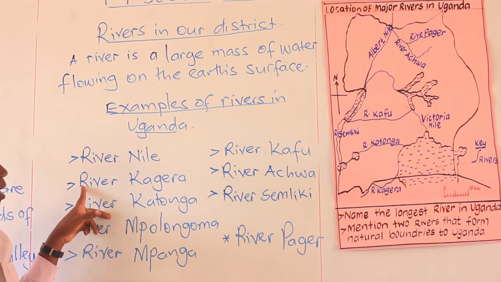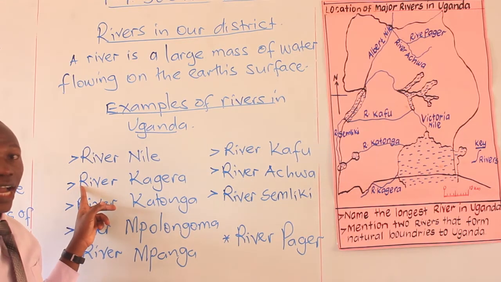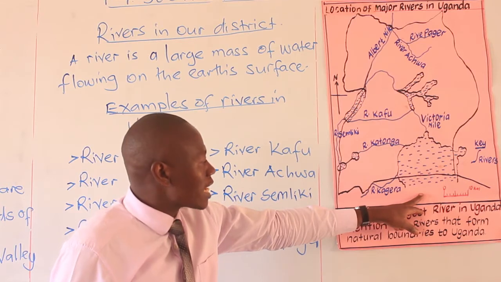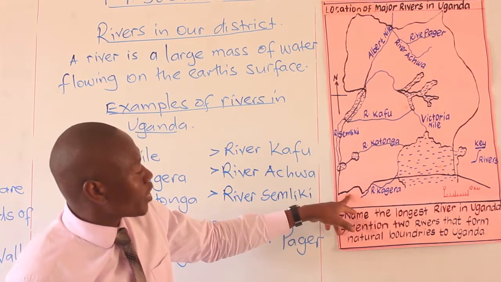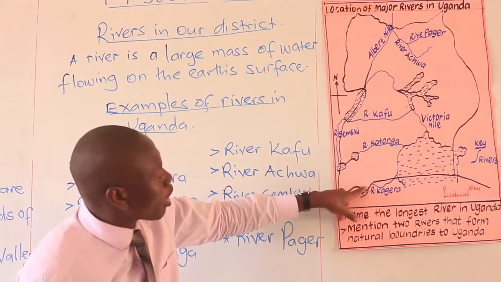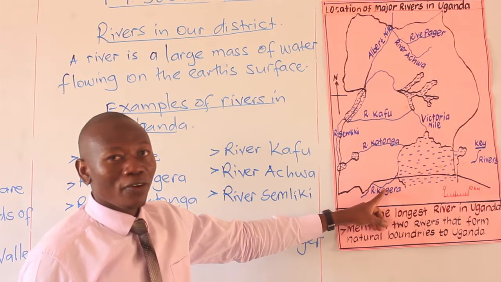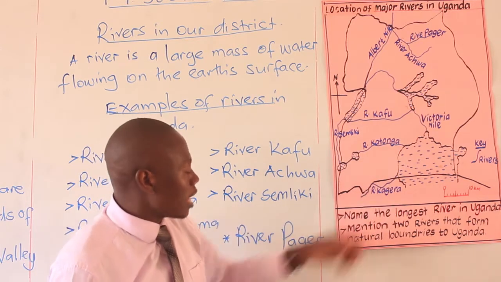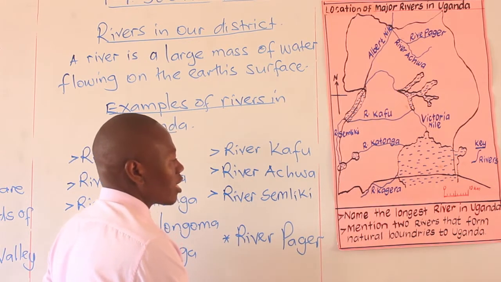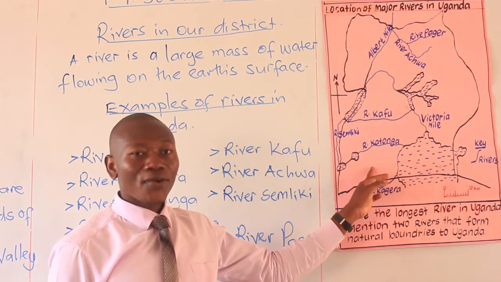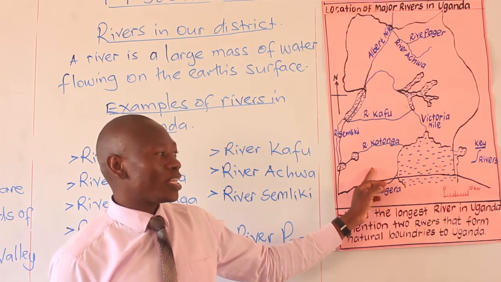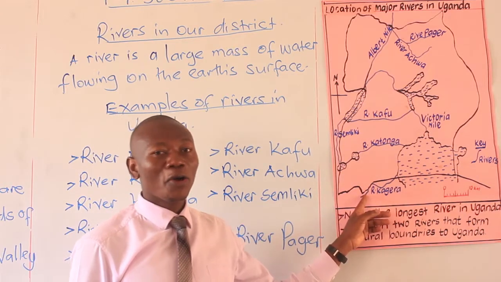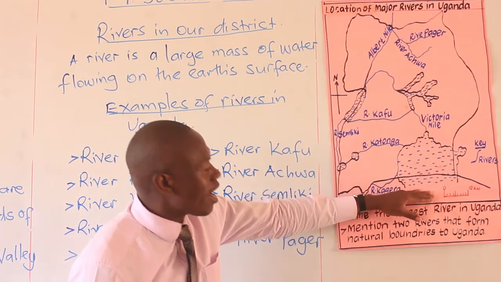Let's talk about River Kagera. Where can we locate River Kagera on the map of Uganda? It is located down south. Remember the country neighboring Uganda to the south is Tanzania, and in the southwest, Rwanda. So the river runs on the border of Uganda and Tanzania, and we call this River Kagera. It forms a natural boundary between Tanzania and Uganda. So that's how it is important politically. If they ask you the political importance of River Kagera, we said it forms a border between Tanzania and Uganda.